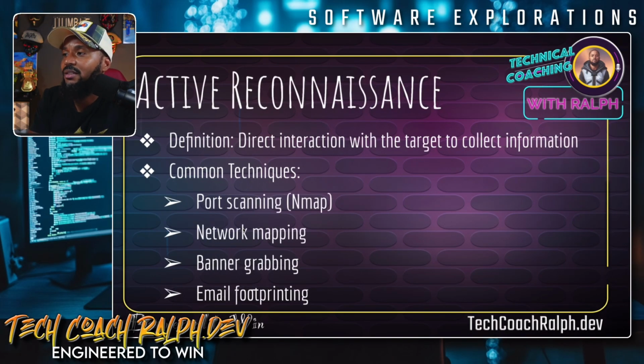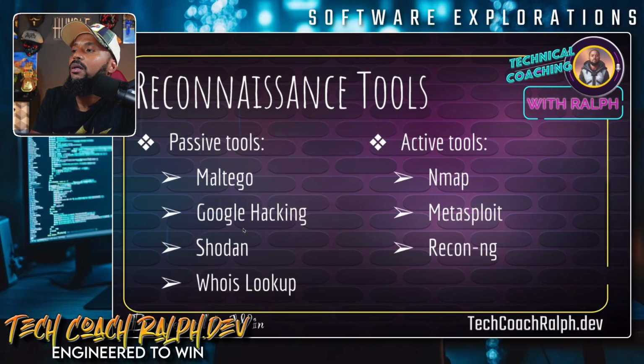Now, active reconnaissance. If passive is indirect, active is direct interaction with the target to collect information. Some common techniques are port scanning through tools like Nmap, network mapping, banner grabbing, and email footprinting. So what are some tools used in reconnaissance?